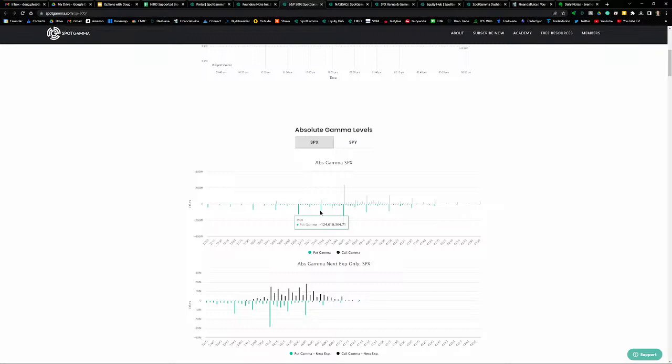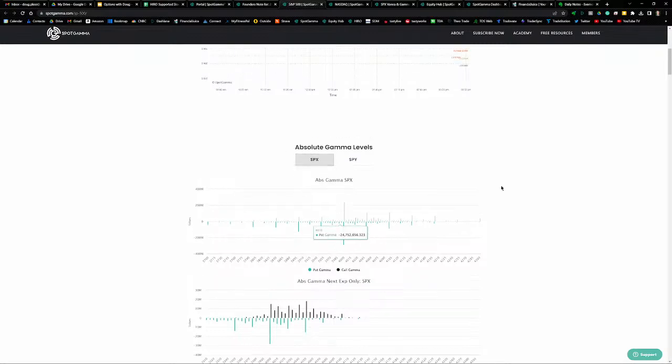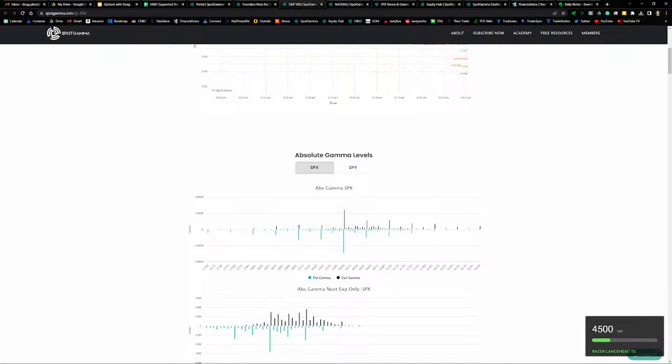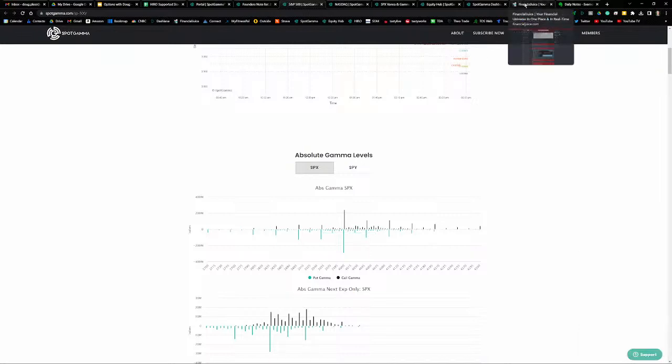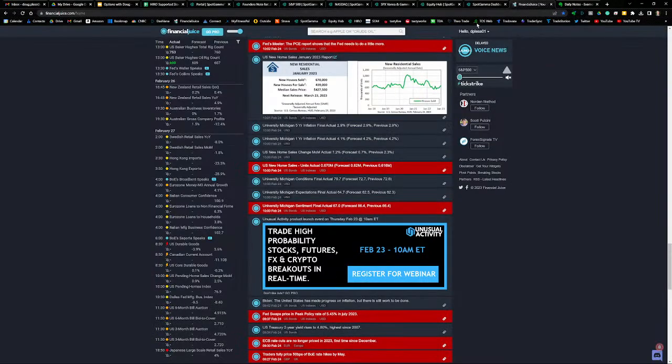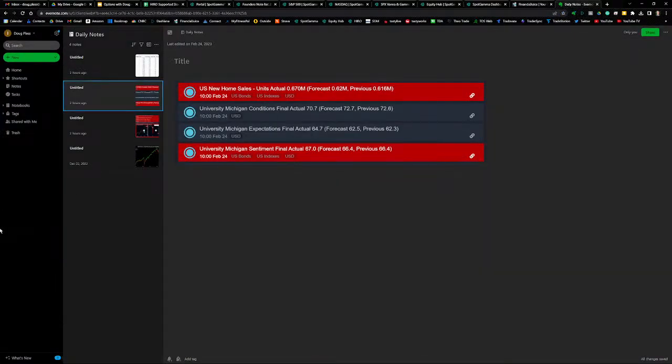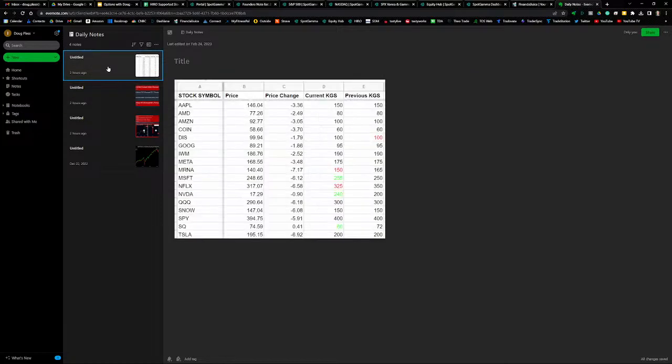We've looked at the data, we've looked at Vanna. The last thing that I look at is the key gamma strike for every stock on my watch list. And I show the previous key gamma strike, that's the key gamma strike from yesterday. And then I compare that with the current key gamma strike, the key gamma strike for today, again for the stocks on my watch list.